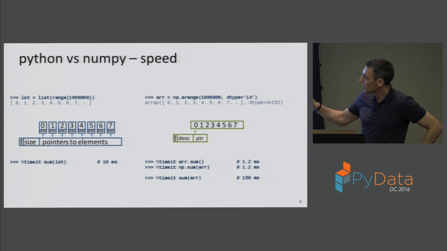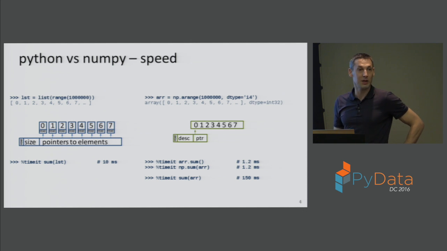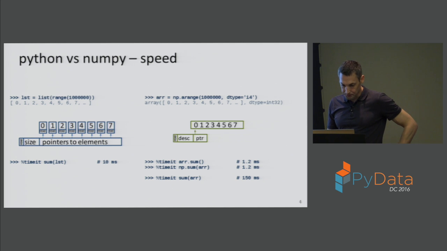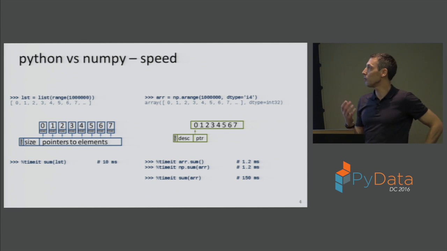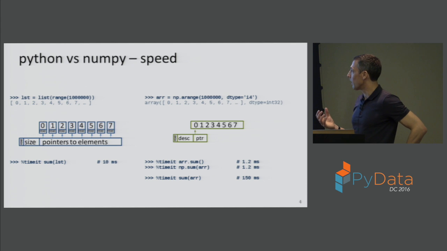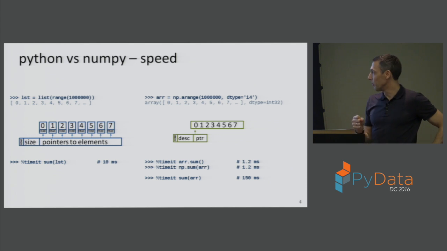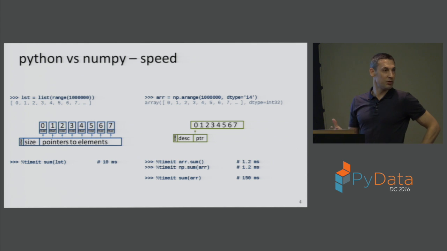For these, in fact, we've extended the length of this array up to 1 million so that we can see a bigger difference. So for 1 million elements, the sum takes 10 milliseconds. If we do the same thing with the numpy array using the inbuilt numpy sum method, then it's 1.2 milliseconds. That's 10 times faster.